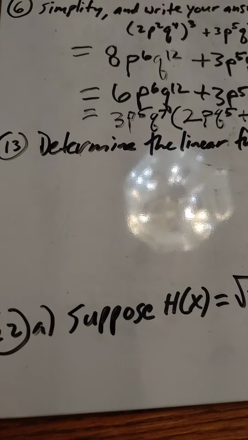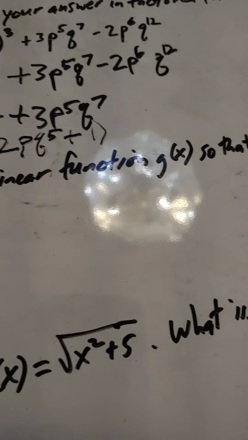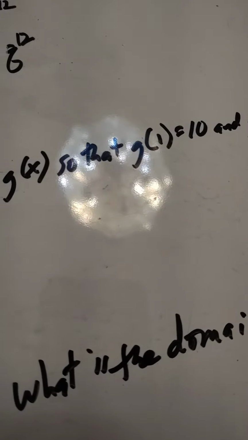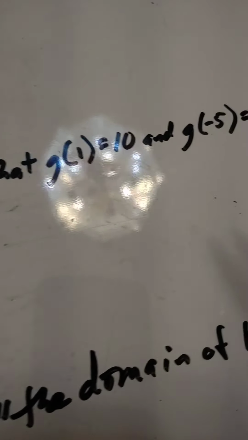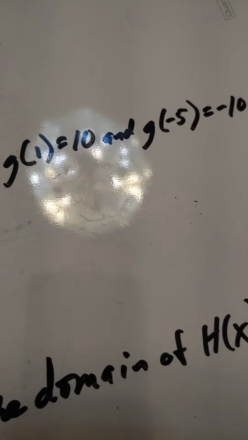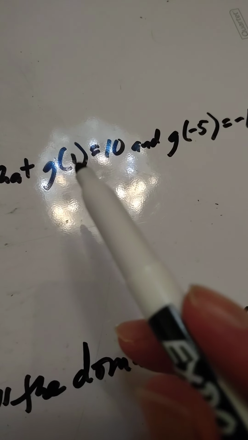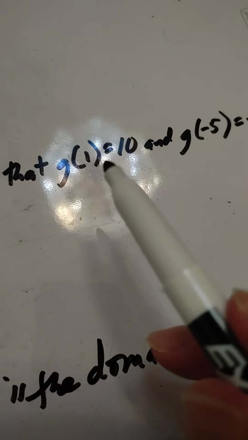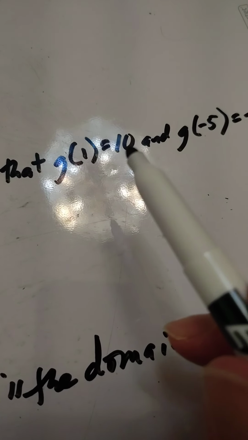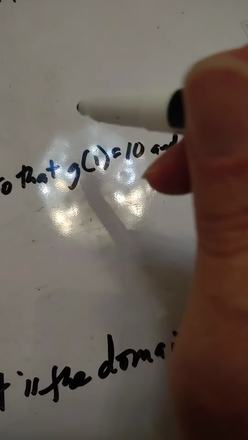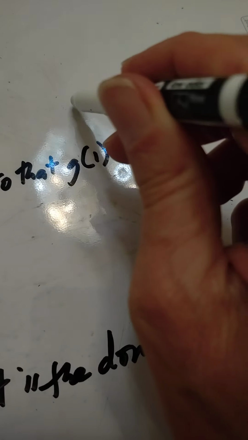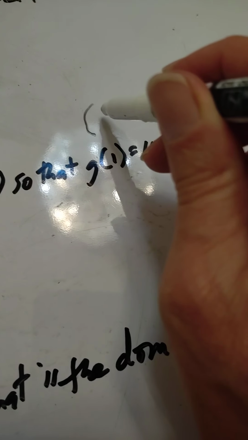Let's move on to the next problem here. Determine the linear function g of x so that g of 1 is equal to 10 and g of negative 5 is equal to negative 10. So this is function notation. When I input 1, I'm going to output 10. Your input is like your x, your output is like your y. So think of g of 1 equals 10 as this ordered pair, which will be on your linear function.